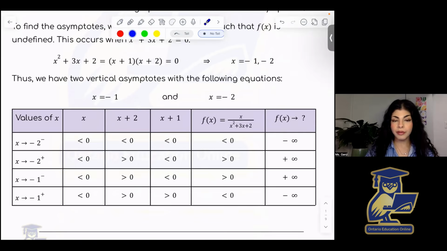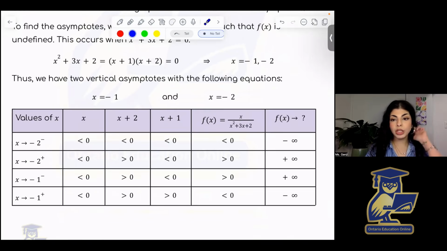Now, to determine the behavior, we can set up a table like this. Just to interpret this table before we start, we want to know the behavior of x as it is approaching both negative 2 and negative 1, which are our asymptotes, from the left and right. We are splitting up our function into three parts here. This is just f of x, this is our numerator, and these are the two parts of our denominator. The reason we do this is that it's a little bit simpler to determine the sign than inputting this whole function and calculating it several times.